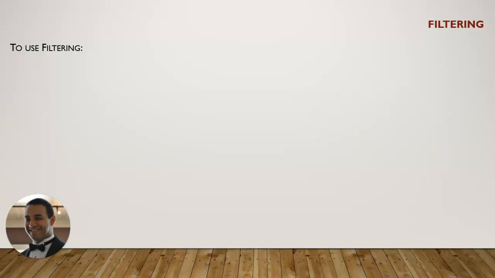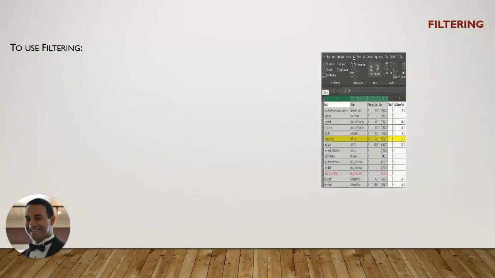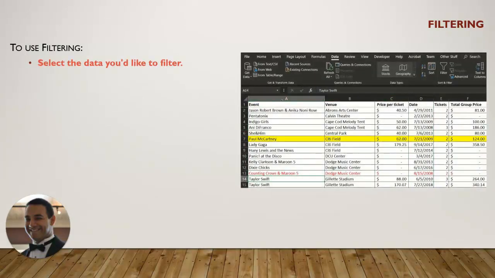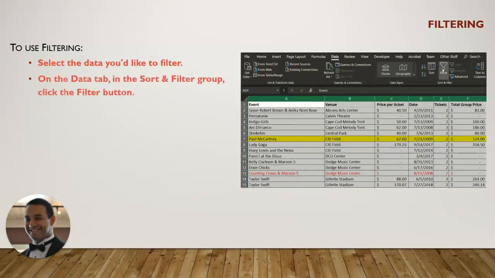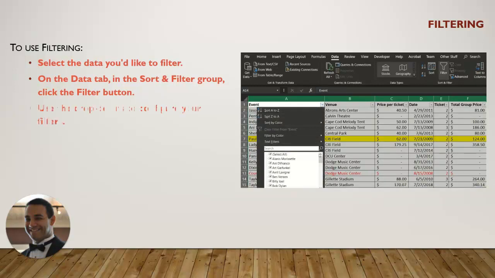Now, to use filtering, you're going to select the data you'd like to filter. On the Data tab in the Sort and Filter group, you're going to click the Filter button, and that'll cause the filter dropdowns to appear. And then you're going to use those dropdowns to configure your filters.